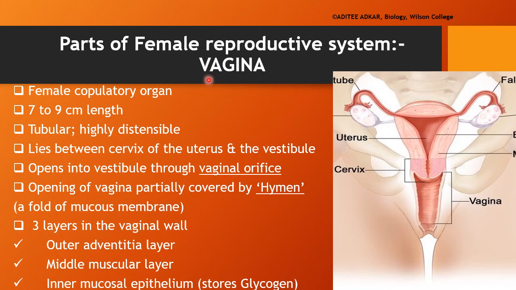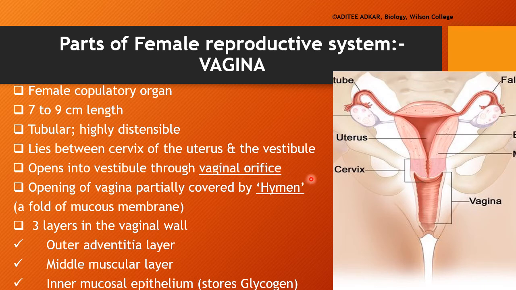The next part of the female reproductive system is the vagina. The vagina is the organ of copulation in females. That is, it is that part which will receive the male gametes or the sperms. The vagina is a tubular organ and it is highly distensible. It lies between the cervix part of the uterus and it opens into the vestibule, which is a part of the external genitalia. The opening of the vagina into the vestibule is known as the vaginal orifice.